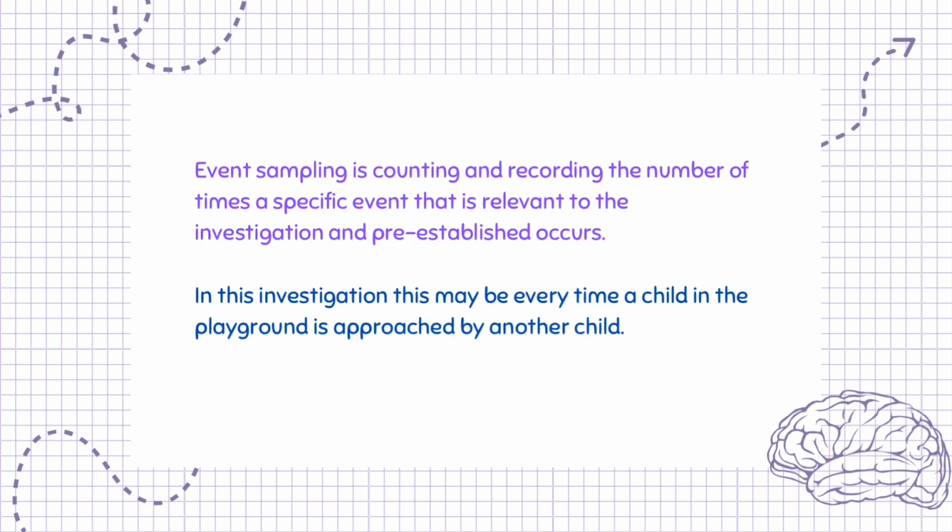Event sampling is counting and recording the number of times a specific event that is relevant to the investigation and pre-established occurs. In this investigation, this may be every time a child in the playground is approached by another child.